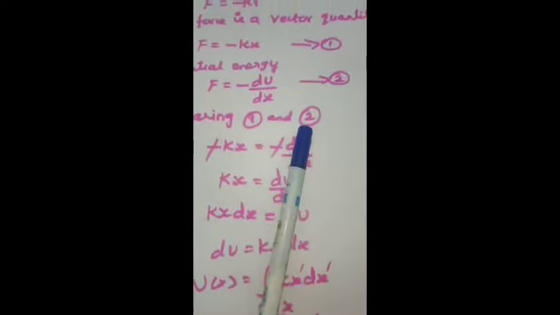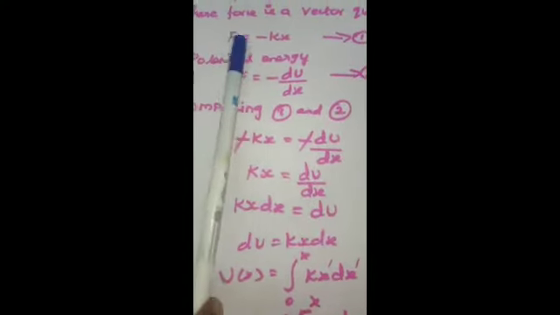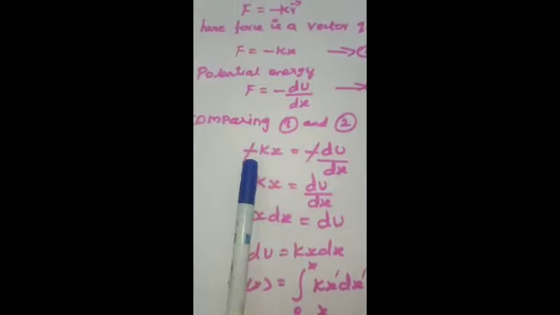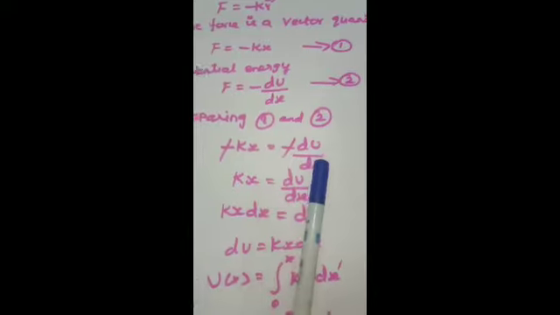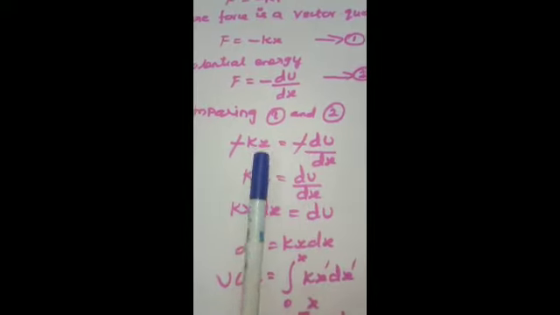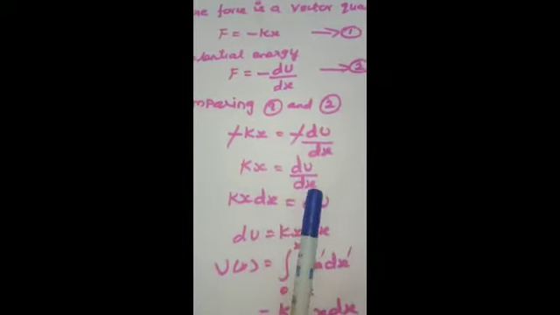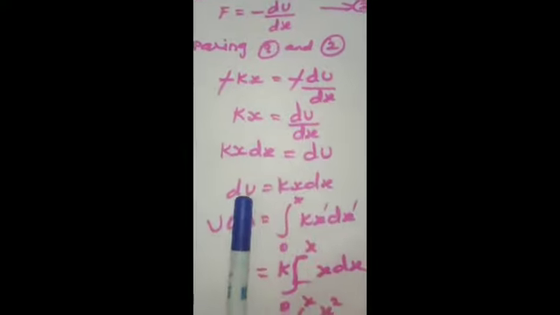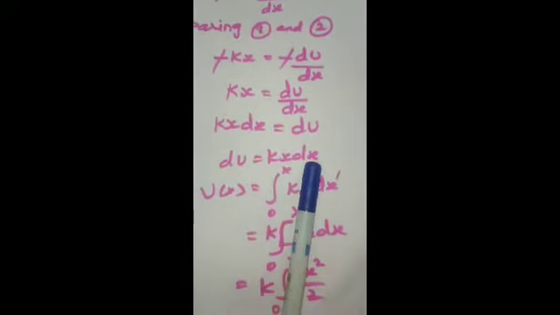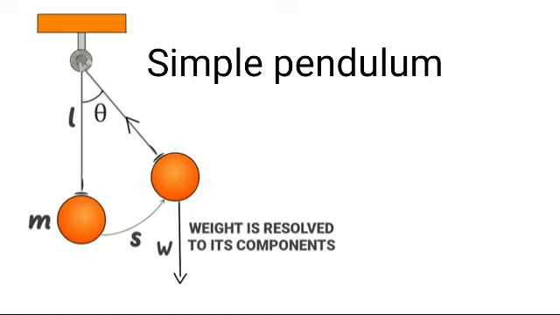Comparing the first and second equations, the F values are equal. So minus kx is equal to minus dU by dx. So the minus cancels. So kx is equal to dU by dx. So by cross multiplication, kx dx is equal to dU. So dU is equal to kx dx. So integrate it.